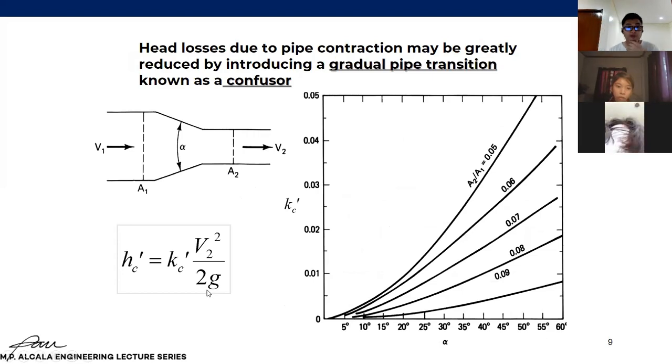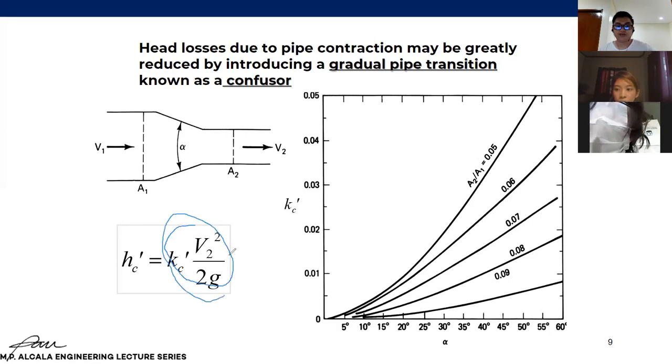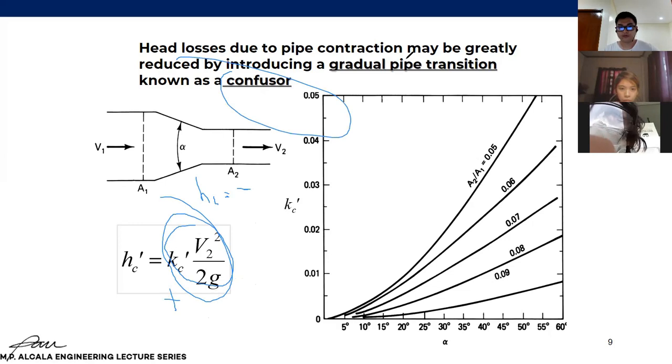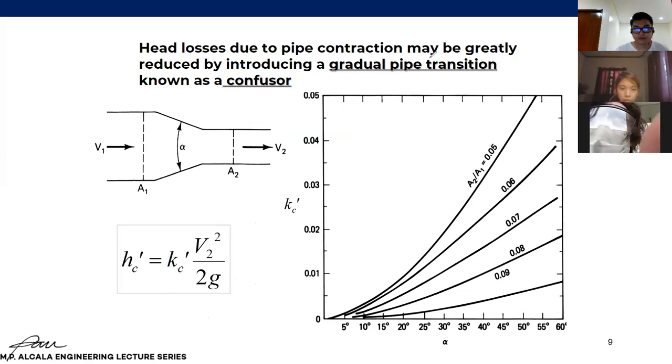Head losses due to pipe contraction may be greatly reduced by introducing gradual pipe transition known as confusor. So you can add in between in order for us to minimize the losses. So in this case, you are adding a constant value. Ano nangyayari dito? Kasi in reality, yung head losses natin, class, negative yan, di ba? So yung confusor natin, this is on positive value in order to counteract the losses. Okay? In this case, yung confusor na tinatawag. Confusor. Hindi Confucius, confusor. Okay? Next.